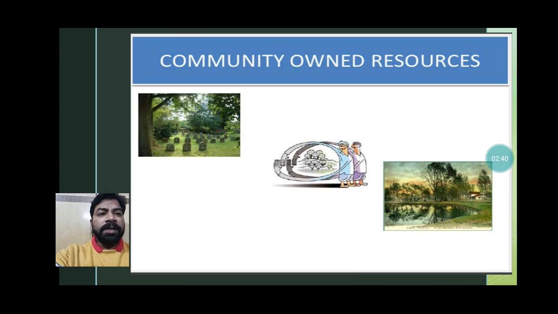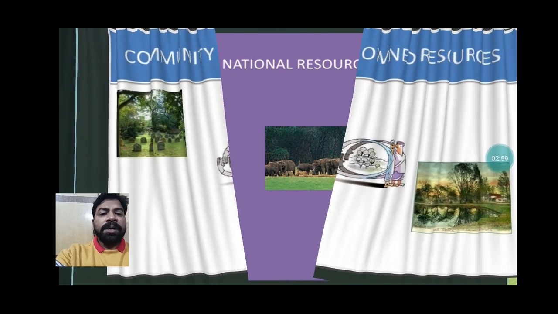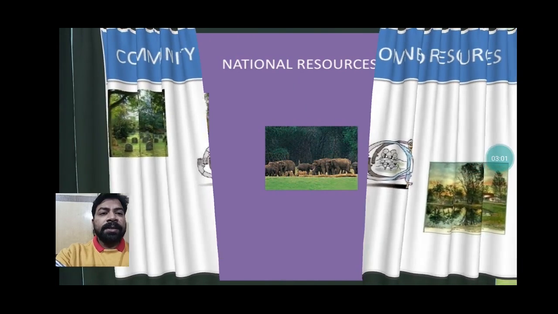When we talk about the community owned resource, the resources on which the whole community can claim are called community owned resources. You can see here cemetery, pond, village pond. You can see open area in any village areas. So they are the community owned resources. No individual can claim on that.